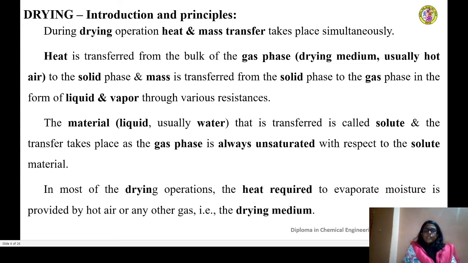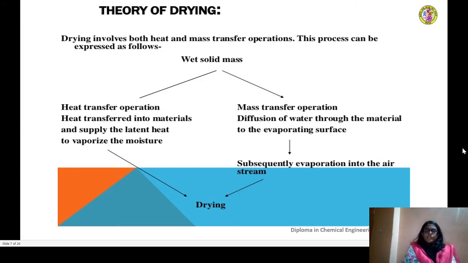So in most of the drying operations, heat required to evaporate moisture is provided by hot air or any other gas. So that is the drying medium. Okay, so this is a simple flow diagram showing you what a drying operation involves. So wet solid material is supposed to be brought to the dried condition.